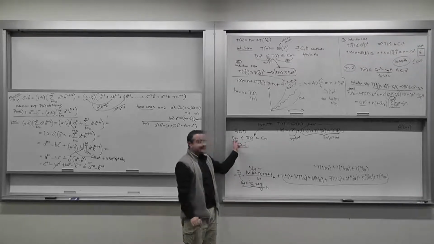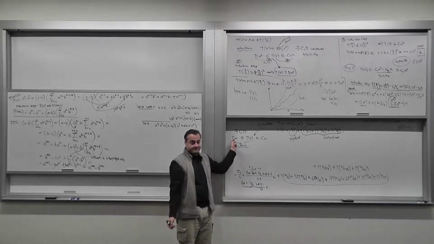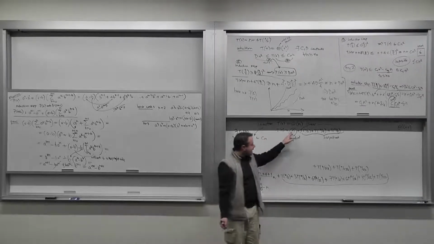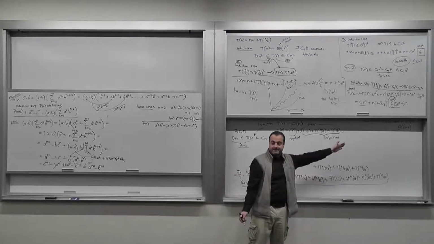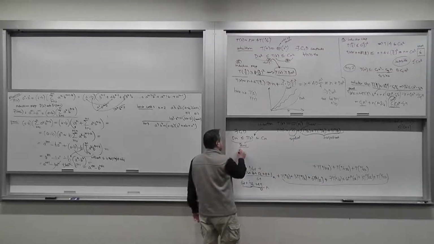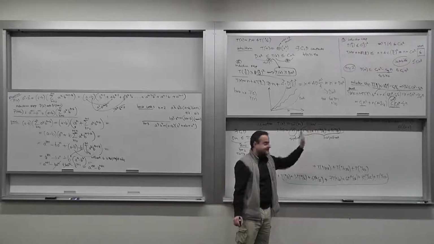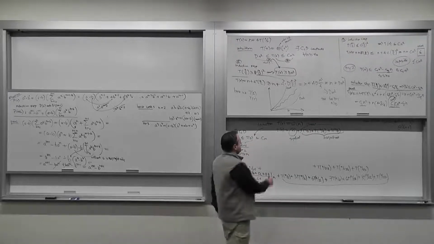Why is T of n at least something times n? So look at it. It's at least 1 times n plus something, right? So done for D equal 1, because T of n is definitely bigger than n, because it's n plus something. So that's done.